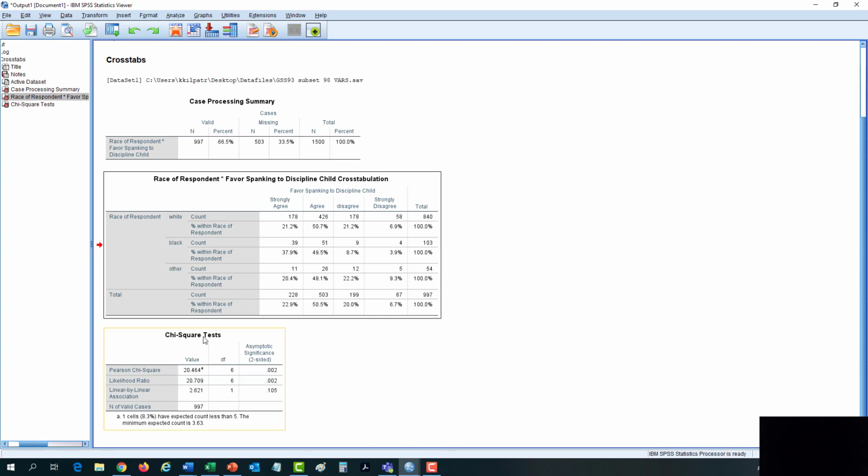This little chi-square test table, we're only using that to say whether the test is significant or not. And here is the Pearson chi-square that you asked for. Just ignore all this other stuff. So the Pearson chi-square, you go all the way over here to the right, where the column says significance. And the number we have is 0.002. Okay, so is that less than 0.05? And the answer to that is yes. So not only do we have a statistical difference in our cross tabulation, but the test is significant.